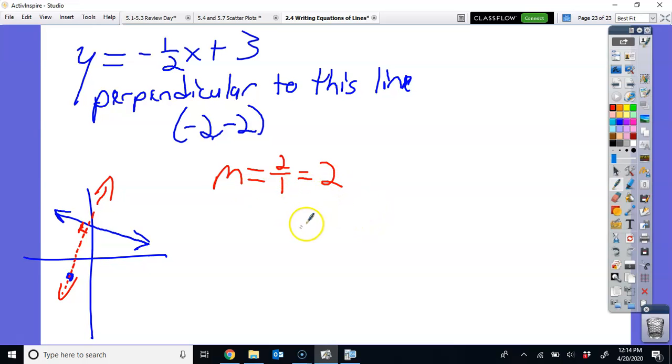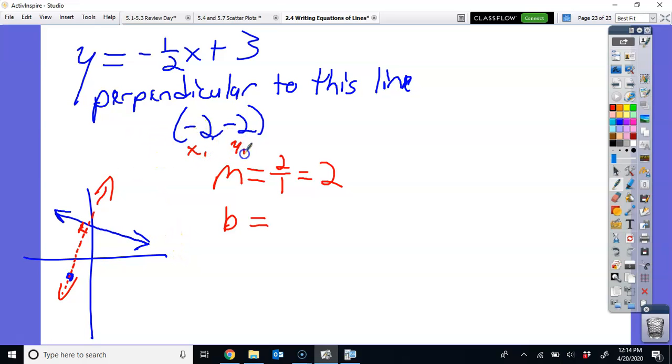That's my slope. And if you look at this little red dashed line that I sketched, it's going up 2 over 1, up 2 over 1. That does make sense. It's not perfectly drawn. Okay? So, what's my B then? If I know my M is 2, what's my B? Well, I've got a point, -2, -2, but I don't have the B value. I don't know where it crosses the Y axis, excuse me.